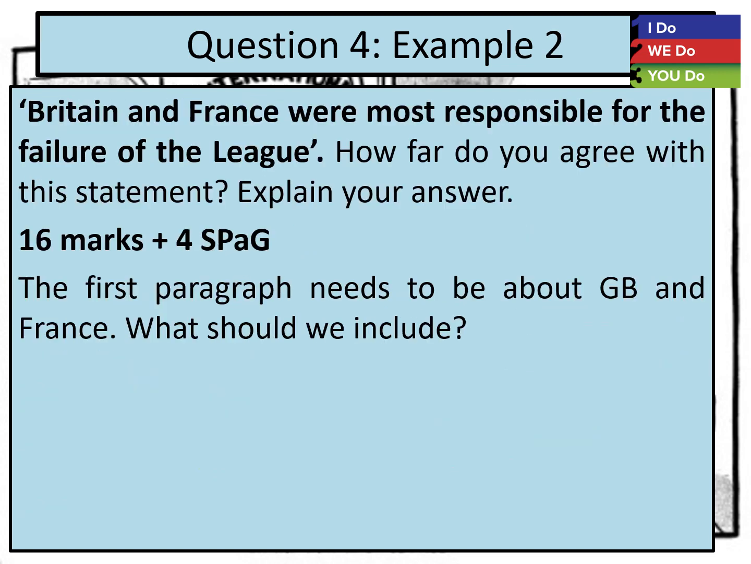Okay, so we've got a second example of a question here. Britain and France were most responsible for the failure of the League. How far do you agree with this statement? Explain your answer. This is a really, really classic League of Nations question for a 16 marker. So the first paragraph needs to be about Britain and France because that's what's mentioned in the statement. So what should we include? Just pause this for a second and think about the responsibility that Britain and France had. Think about their actions and what you might write about in that first paragraph that would demonstrate that Britain and France were responsible for the failure of the League.